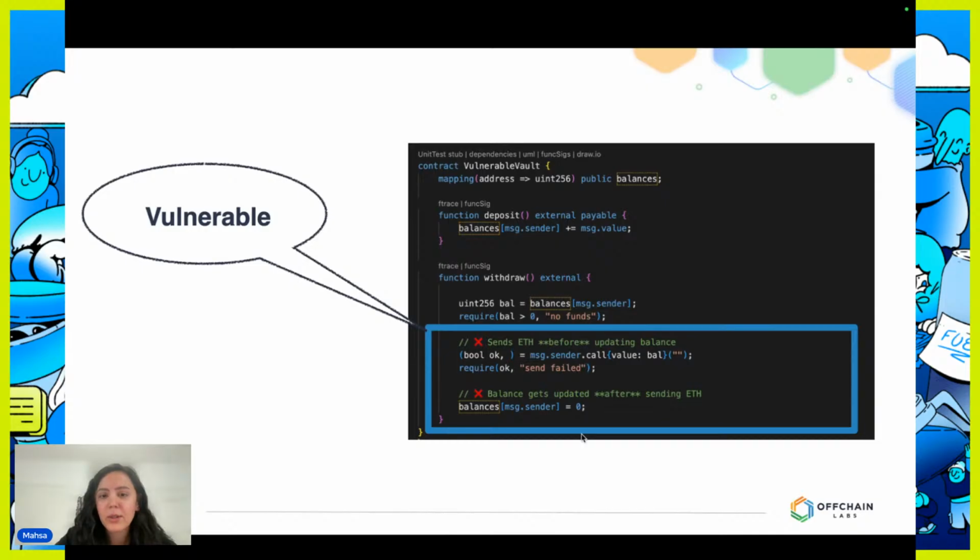So here's the vulnerable contract. It is a simple contract that lets users deposit some amount inside the contract, and then they're able to withdraw from the contract. But here's the vulnerable part. The contract allows the user to call the withdraw function, and what it does is it basically transfers Ether to the message.sender, and then it updates the balance.